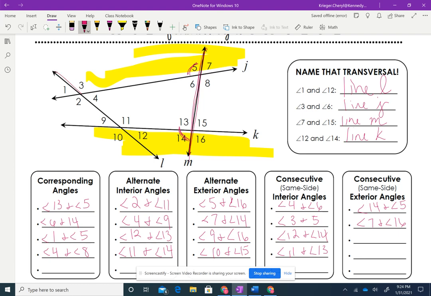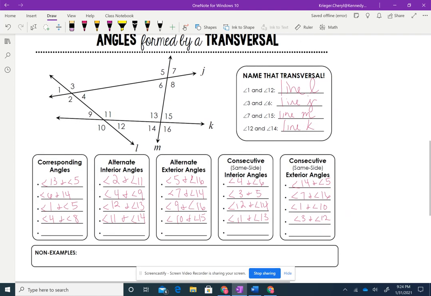What if my other transversal was L? Consecutive exterior. Angle 1 and angle 10. Angle 3 and angle 12. Okay, so what I would like you to do is come up with one more example each and go ahead and give your example to your neighbor, your desk partner, right? And just see what they think. Make sure that that works.